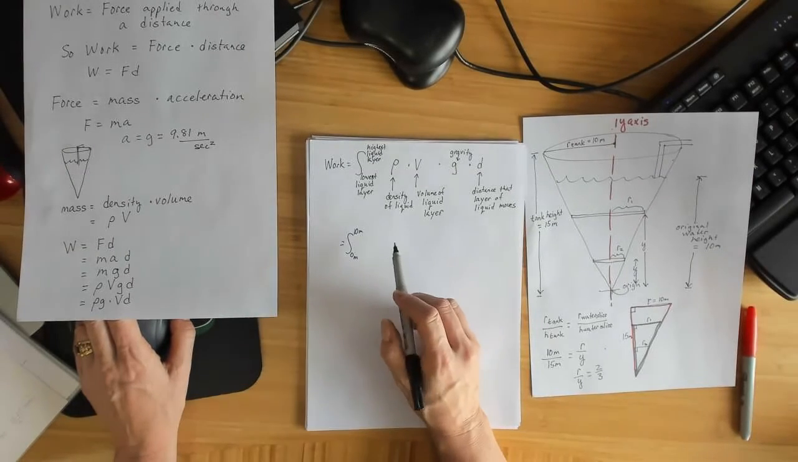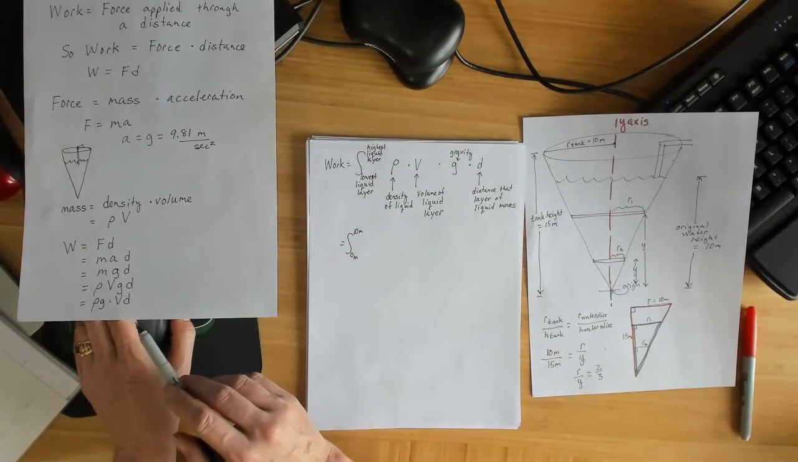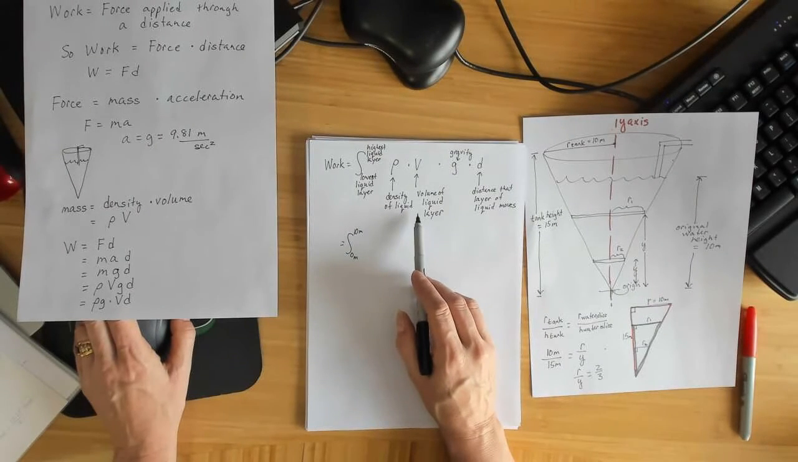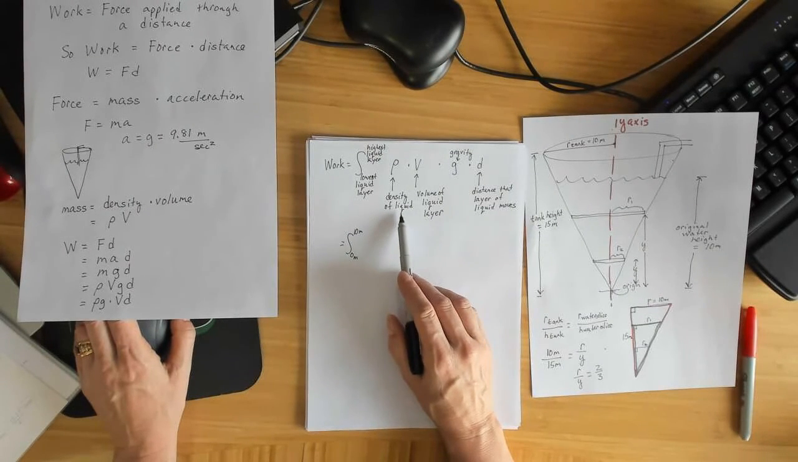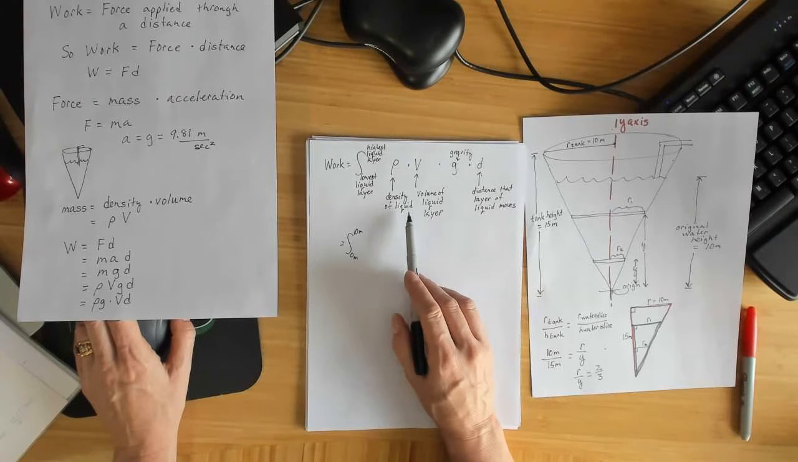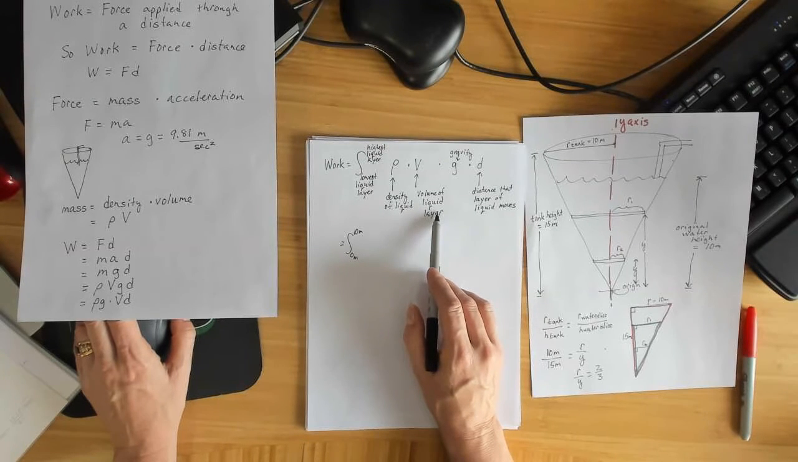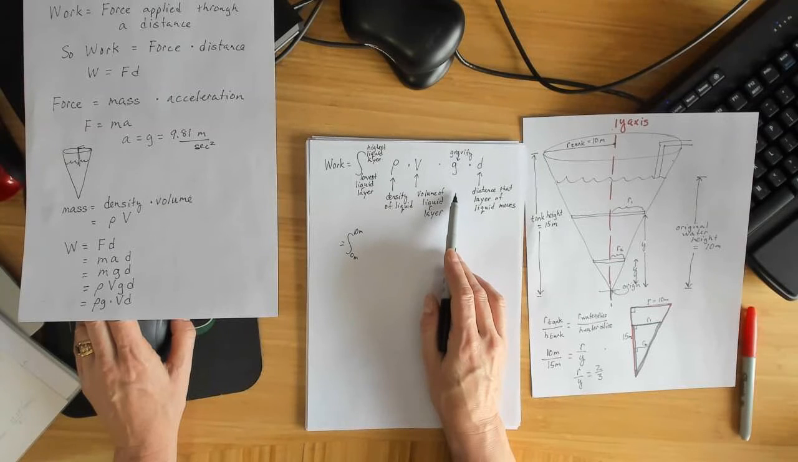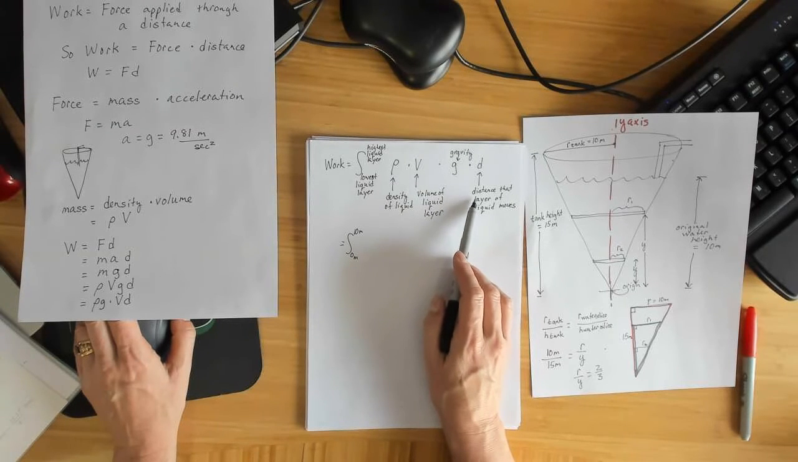The next thing is we're going to use our formula from over here for work, and we're going to put it into the definite integral. I need to multiply by the density of the liquid, by the volume of the liquid layer, not all the volume, just the particular extremely thin slice of water I'm lifting up. Then I multiply by gravity. Then I multiply by the distance that particular layer of liquid moves.